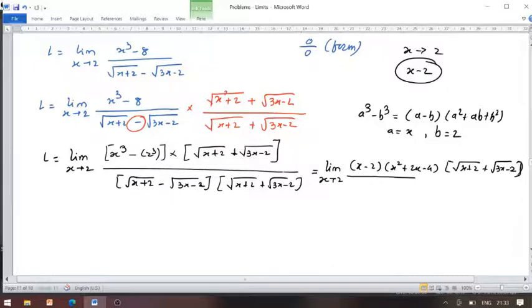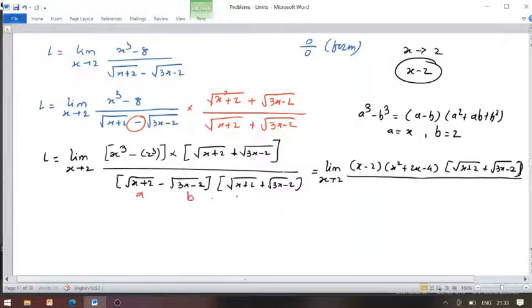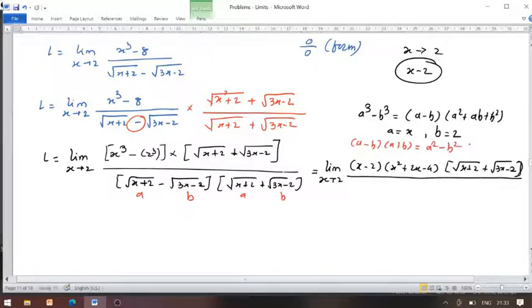whole divided by. Now look at the denominator carefully. The denominator is of the form (a minus b)(a plus b). So (a minus b) into (a plus b) is the expansion for a square minus b square, where a is root of (x plus 2) while b is root of (3x minus 2). So we get root of (x plus 2) the whole square minus root of (3x minus 2) the whole square.